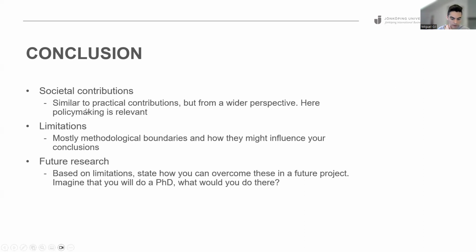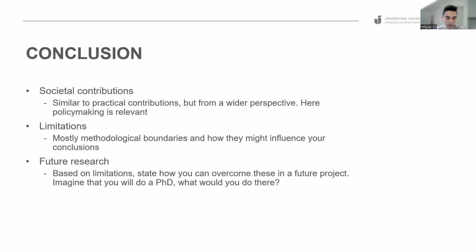Similar to that, and this is a bit new in the thesis, now we also need to discuss societal contributions. So how your findings can impact society in general. Maybe you can highlight policy making that can be relevant, but maybe you can also highlight that if the findings from your thesis are implemented in businesses or organizations, then that might lead to a societal impact.